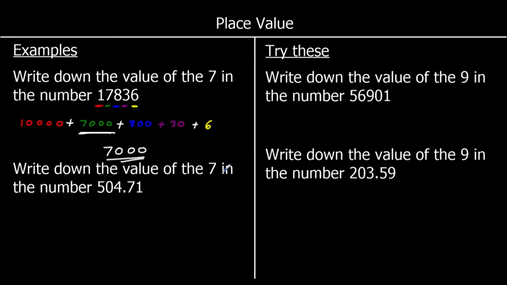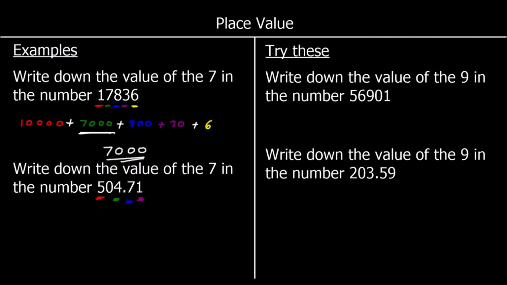Write down the value of the 7 in the number 504.71. So this time we've got 5 in the hundreds column. There's nothing in the tens column. We've got 4 in the ones column. 7 is in the tenths column. And 1 is in the hundredths column.